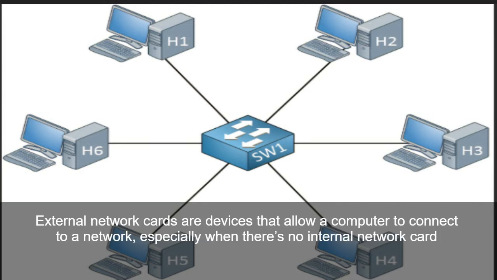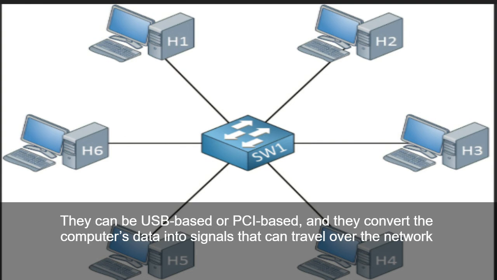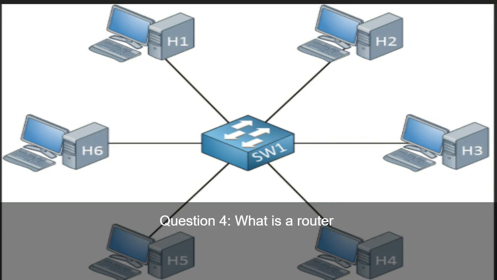External network cards are devices that allow a computer to connect to a network, especially when there's no internal network card. They can be USB-based or PCI-based, and they convert the computer's data into signals that can travel over the network. Question 4, what is a router?